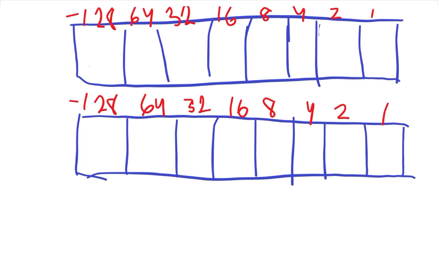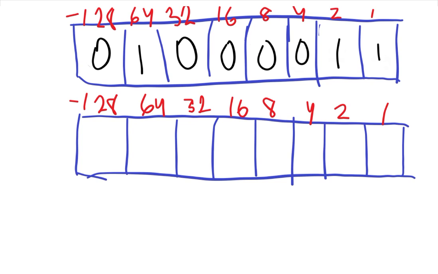Consider the number positive 67 in 8-bit 2's complement binary format. It will be 0, 1, 0, 0, 0, 0, 1, 1. Now let's consider the number negative 67. One method of finding the binary equivalent to negative 67 is to simply put ones in their correct places. 1, 0, 1, 1, 1, 1, 0, 1 is equivalent to negative 67.